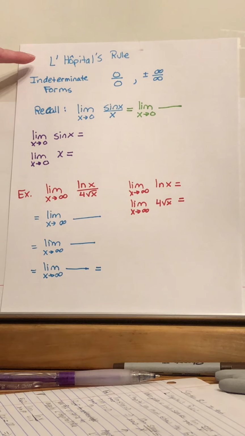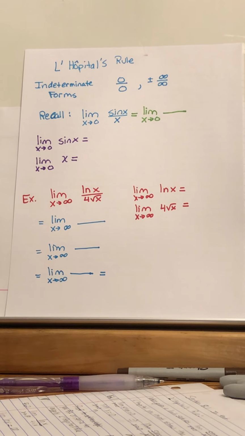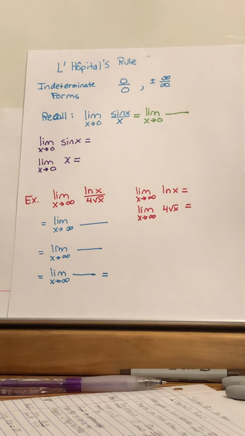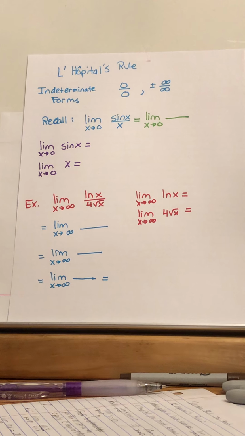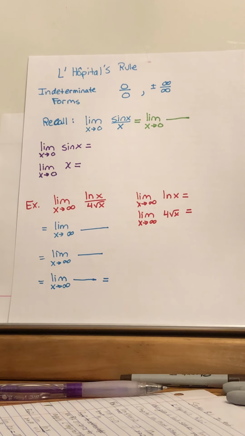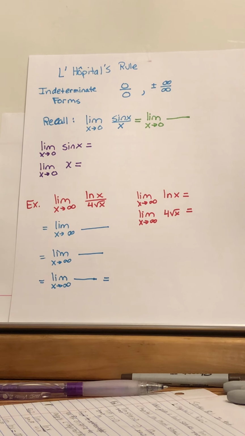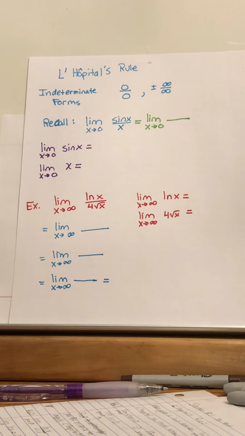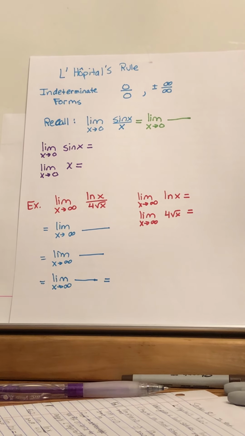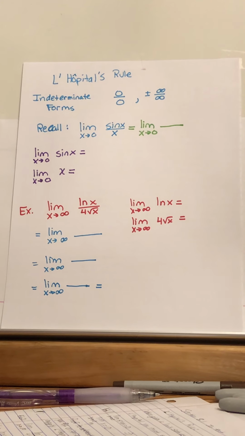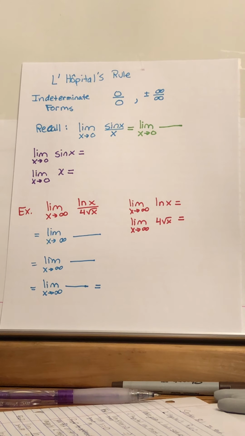Today we're going to go over what's called L'Hopital's rule. It's another way to do limits. Yes, we're going to revisit limits from the beginning of the year. Good time to reconnect with them. The types that I'm going to do with you are the indeterminate forms of 0 over 0 and different infinities over infinity, so plus or minus infinity over infinity.